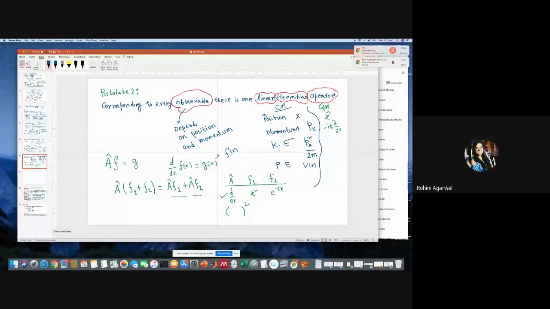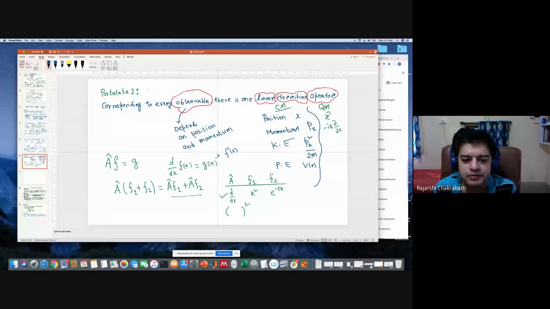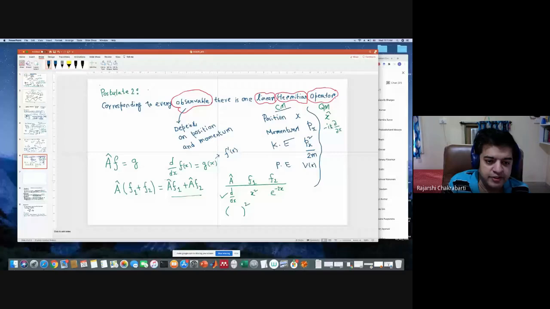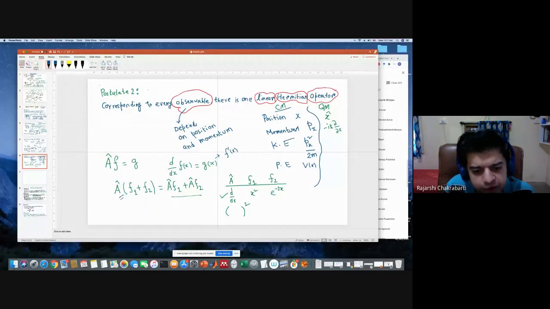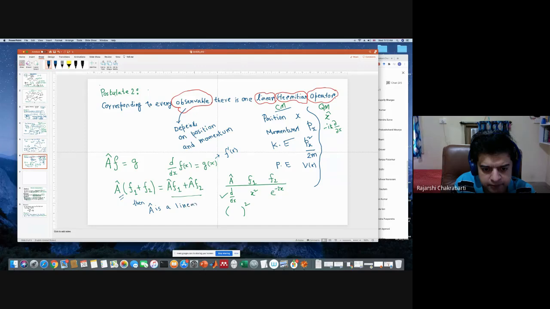How many of you know? Yes, sir. I can hear only one voice. Okay, so this is a notation anyway. So what about this operation, taking differentiation? Now, if I take two functions of x, f1 and f2, and I apply operator A on the sum of these two functions, and it is equal to A operating on f1 plus A operating on the second function f2, then I call this operator linear. If this property is satisfied, then this operator A is called a linear operator.